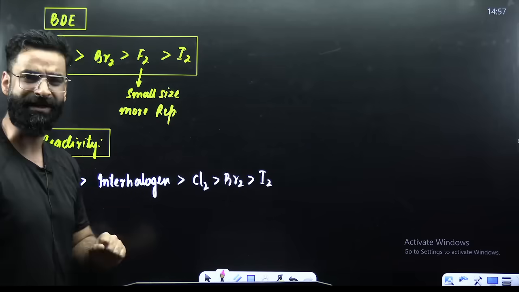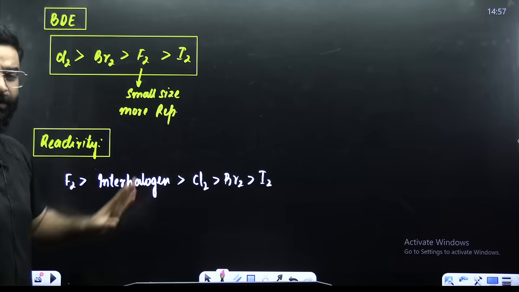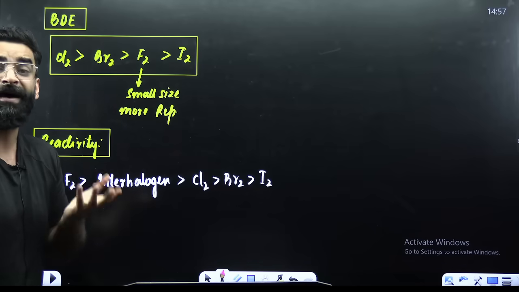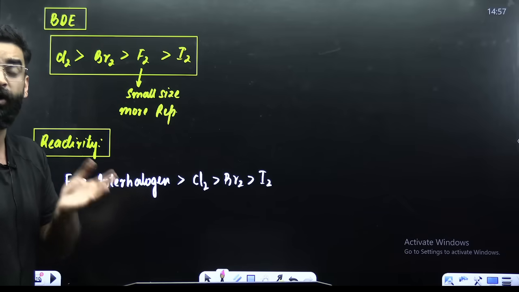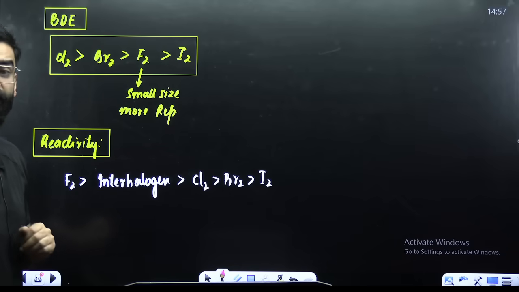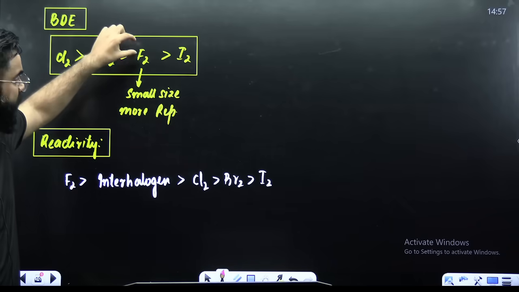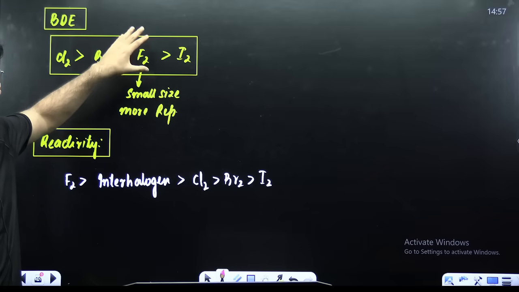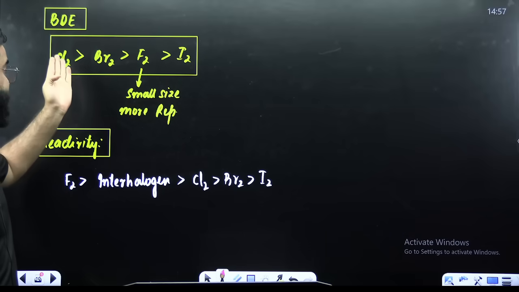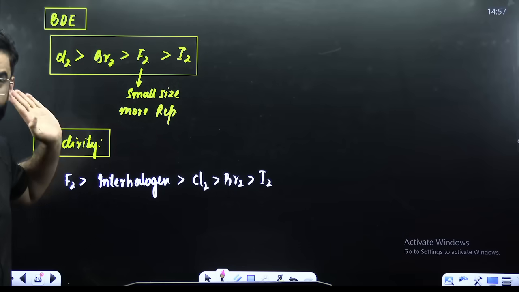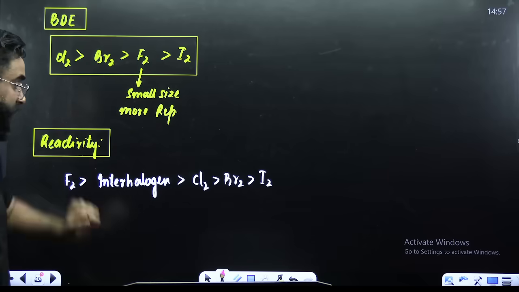Similarly, bond dissociation energy. In case of F2, Cl2, Br2, I2, generally what should happen? F2 should have maximum bond dissociation energy, followed by Cl2, followed by Br2, followed by I2. Why does F2 come at the third position? Because of the smaller size, repulsions are more, so bond dissociation energy is comparatively less than Cl2 or Br2. It goes to the third position. Remember this particular order as well.